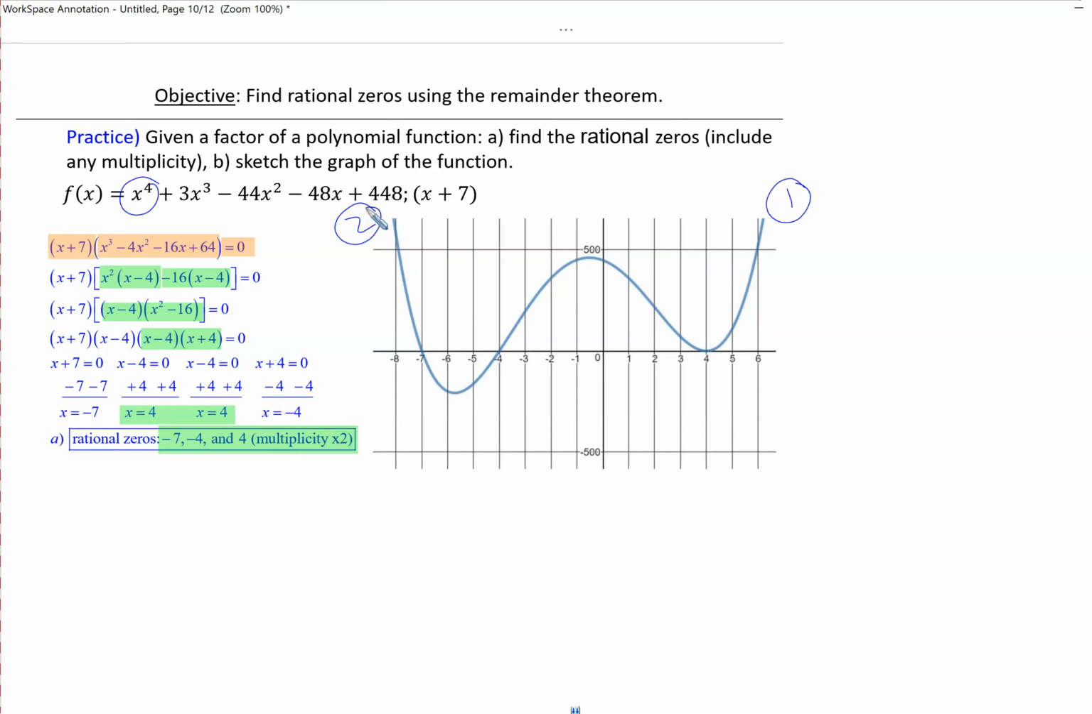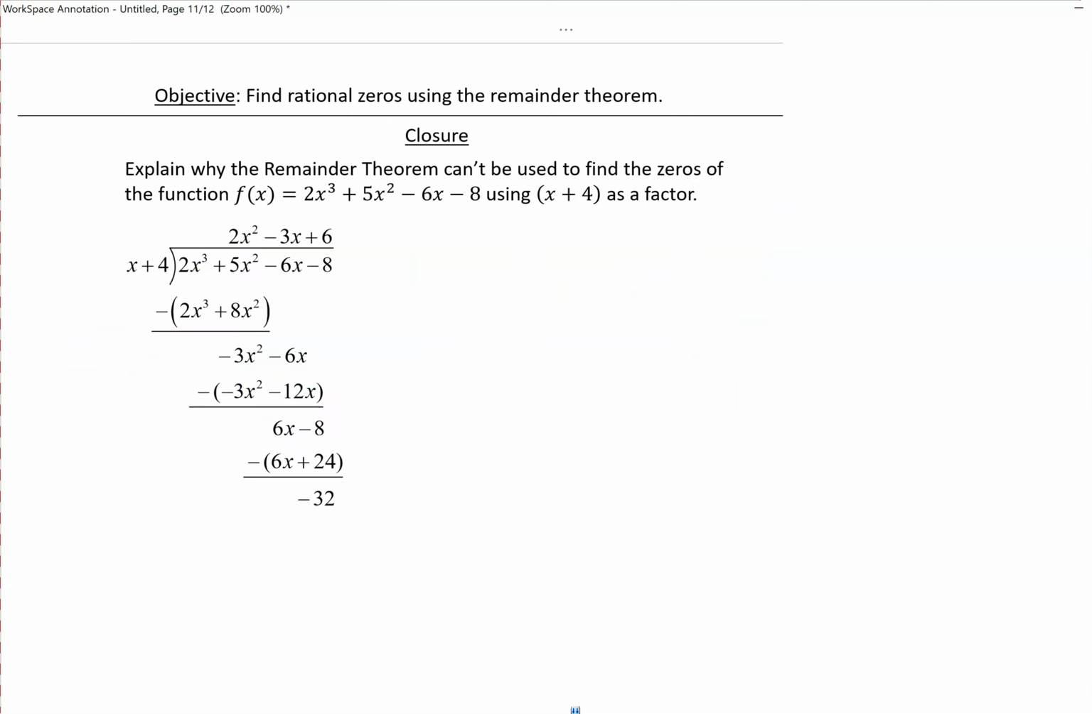All right, got one more here for you to try. Oh, nope, it's a closure. Okay, so one of the things about this closure that I wanted to make clear to you guys, so this says, explain why the remainder theorem can't be used to find the zeros of this function using x plus 4 as a factor. So here, apparently, x plus 4 was a factor.